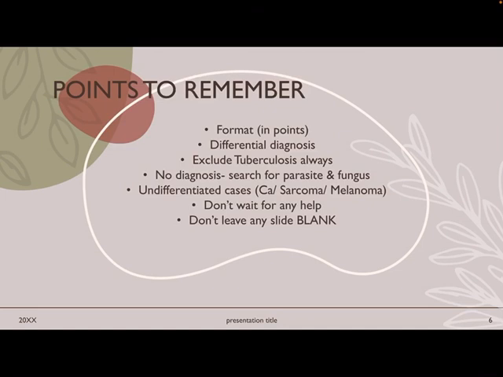And then exclude TB always. Okay, see, TB is very prevalent in India, especially. So you always have to exclude whether there is a granuloma, because if you miss a granuloma, it's a very grave mistake, especially during exams. It's like, why are you a pathologist if you can't even identify a granuloma?